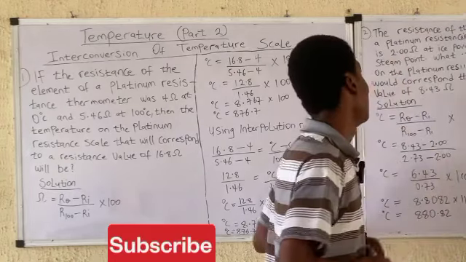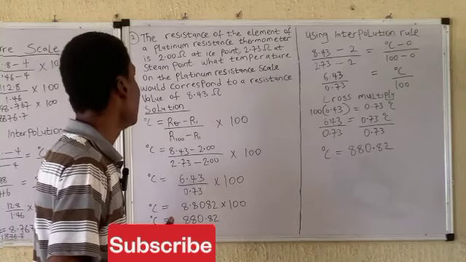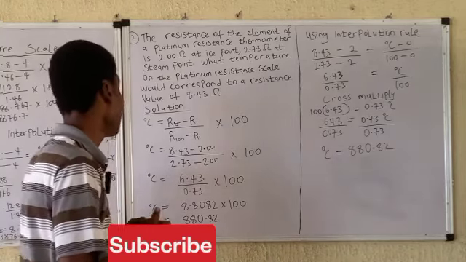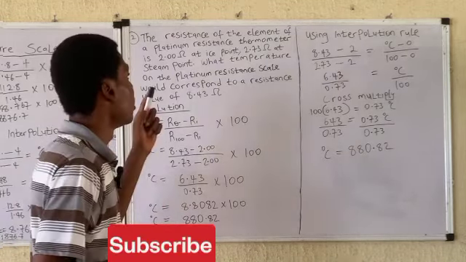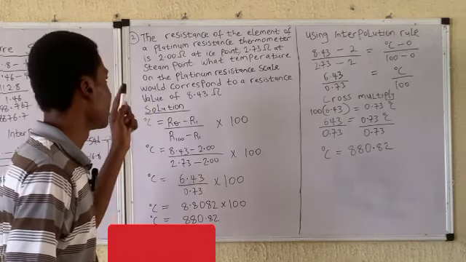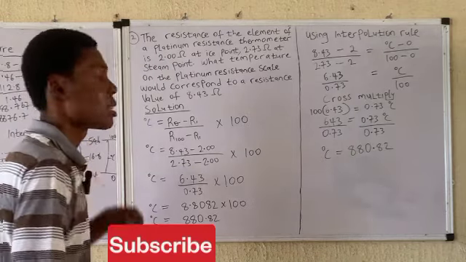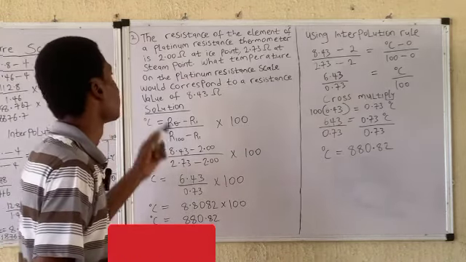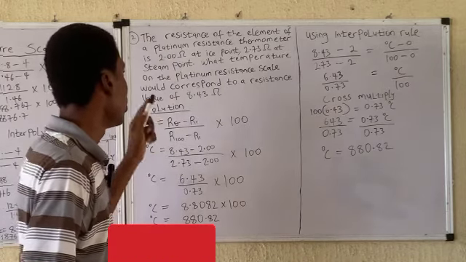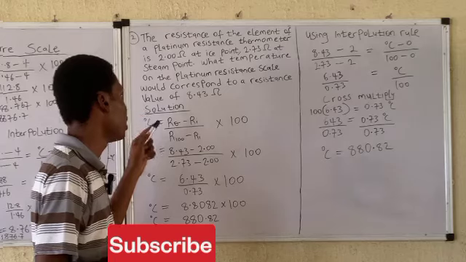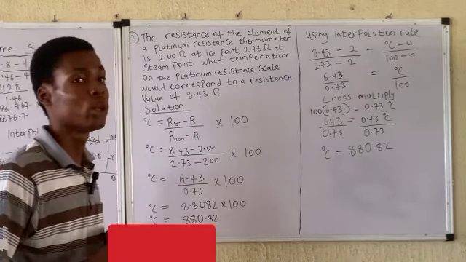So let's take another example on resistance. This question says the resistance of the element of a platinum resistance thermometer is 2 resistance at ice point, 2.73 resistance at steam point. Remember, our ice point is our lower fixed point, and our steam point is our upper fixed point. Now, the question says, what temperature on the platinum resistance scale would correspond to a resistance value of 8.43?